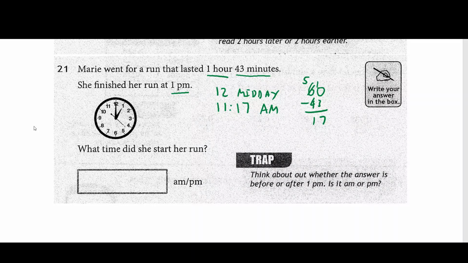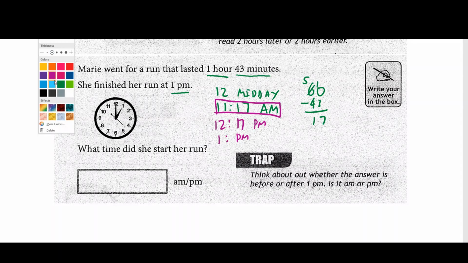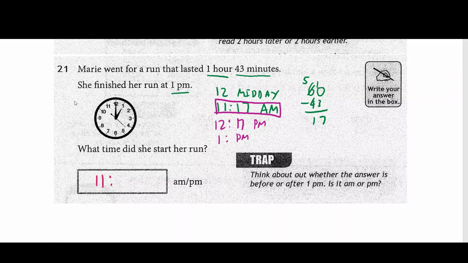Okay, now we check. So 1 hour ahead. We make sure we're right. So we figured out, we think our time is 11:17. We add on an hour. That'll give 12:17 p.m. And then we add on 43 minutes. Yep, that'll give 1 p.m. So we're good. So we're correct. So our correct answer is 11:17 a.m.